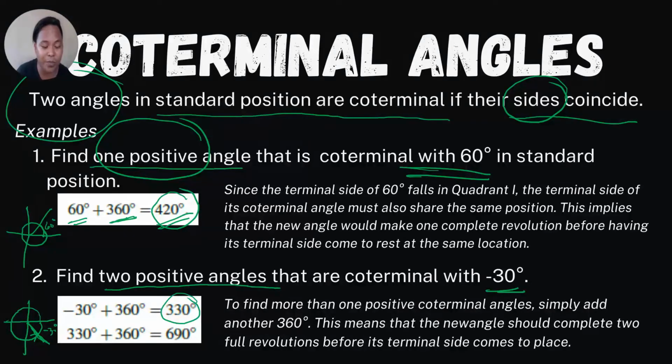Since if we're going to subtract 30 degrees from 360 degrees, the difference is 330. And to find another positive angle, we are to add 360 to 330. And this angle is equivalent to 690 degrees po.